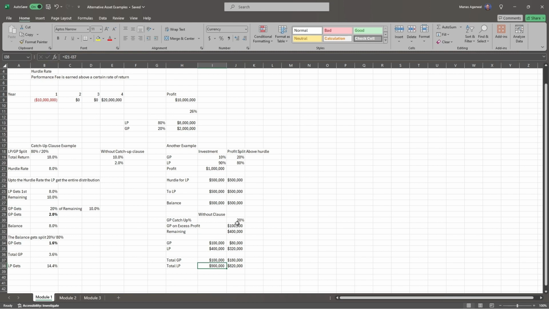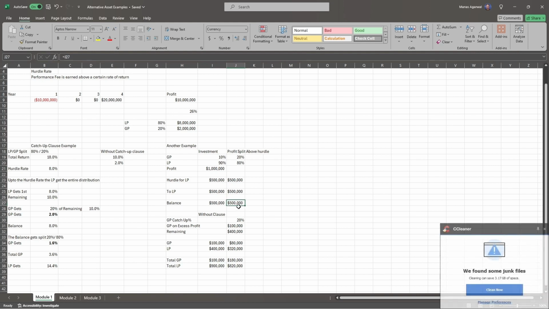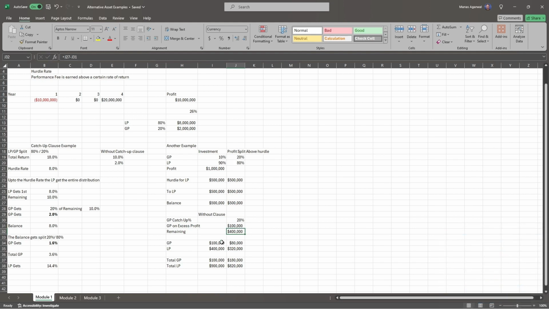Now let's say there was a GP catch-up clause with 20%. So of the excess profit here of $500,000, the first 20% will go directly to the GP. So 20% of this goes to GP. Now the remaining 400,000, this will be split 20-80 again. So the GP will get another 20% of this, so that is $80,000 and the LP will get 80% of this, so that is 320. Now the GP here gets 180, that is 80 here and 100 here. So you'll notice how having a catch-up clause is helpful for the GP in this example.